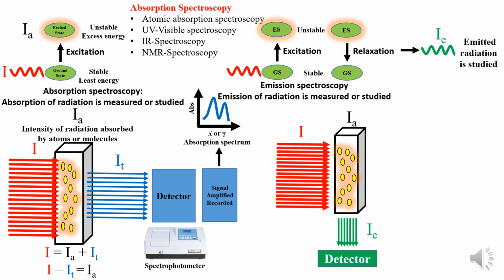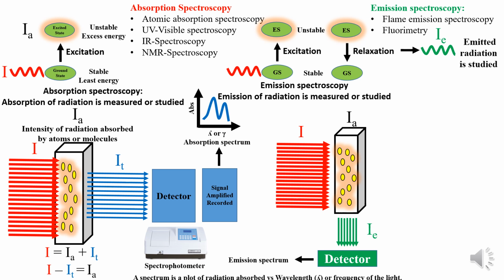Now coming to the experimental aspect, when the intensity of radiation I strikes the drug molecules taken in the sample cell or cuvette, certain amount of radiation is being absorbed, that is IA, and later on this absorbed radiation is being released or emitted. And this emitted radiation by the drug molecule, that is IE, falls on the detector, and finally you get the emission spectrum. So emission spectroscopy has two types. One is flame emission spectroscopy, other is the fluorimetry.